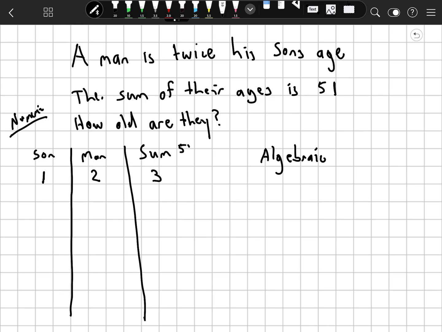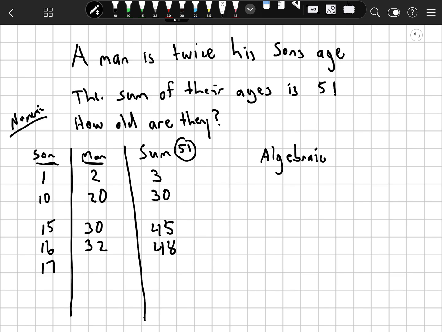We want a sum that's 51. So I'm just going to put that over here. And then the man's age has to be twice the son's. So let's say the son's 10, the man's 20, and you get a sum of 30. So we're getting closer. Let's try 15. This would have to be 30. Add them up, you get 45. Now we're getting really close. So if the son were 16, the man would be 32, and the sum of their ages would be 48. And if the son were 17, the man would be 34, and the sum of their ages would be 51. And you could stop right there.